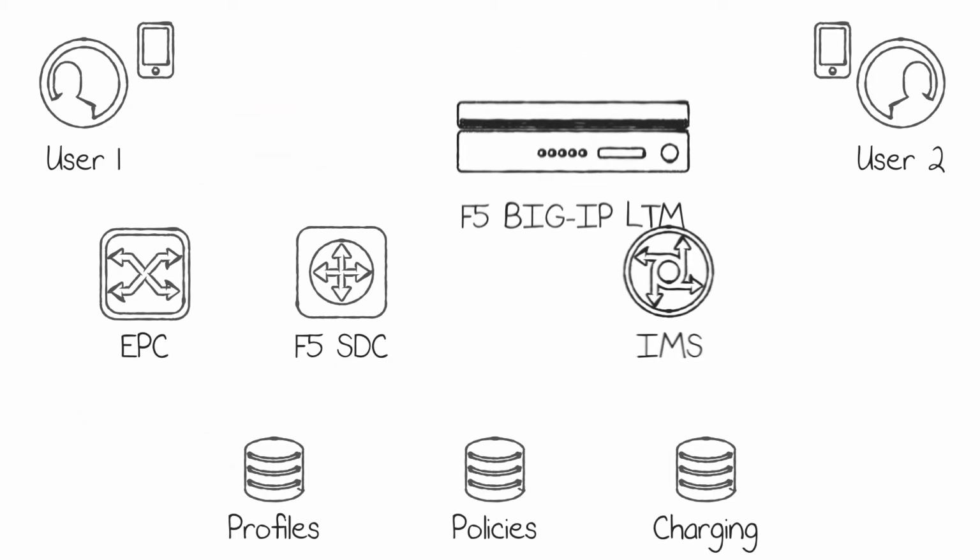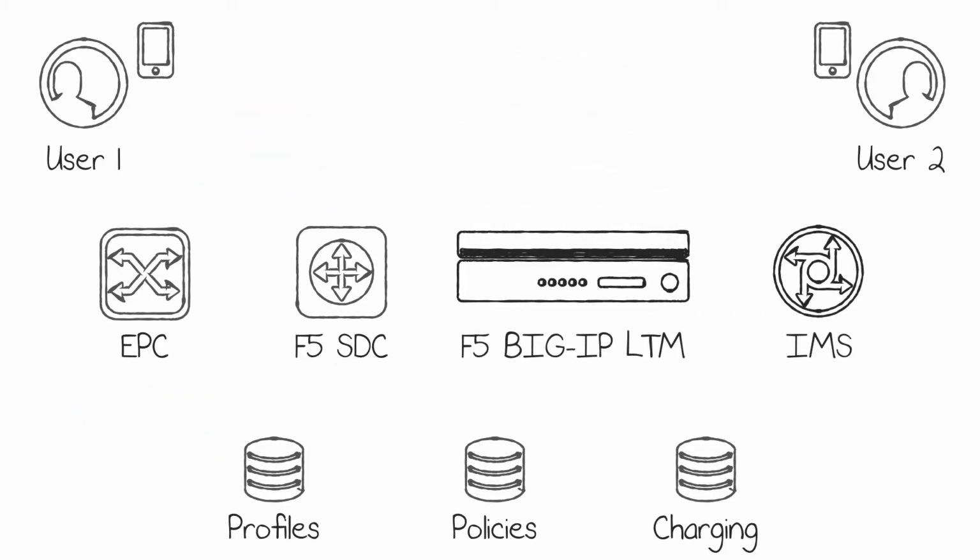The IMS network then sends back a message to the BIG-IP LTM and says, okay, thanks for letting me know that user 1 turned on her phone. Let me know if they make any calls. And so now user 1 is properly registered in the EPC as well as the IMS networks, and the HSS knows that her phone is on and where user 1 is.